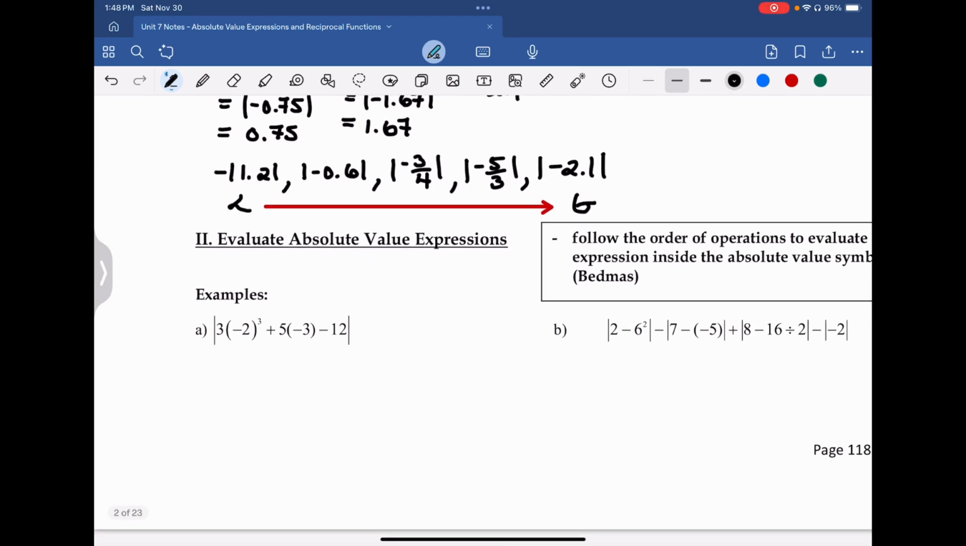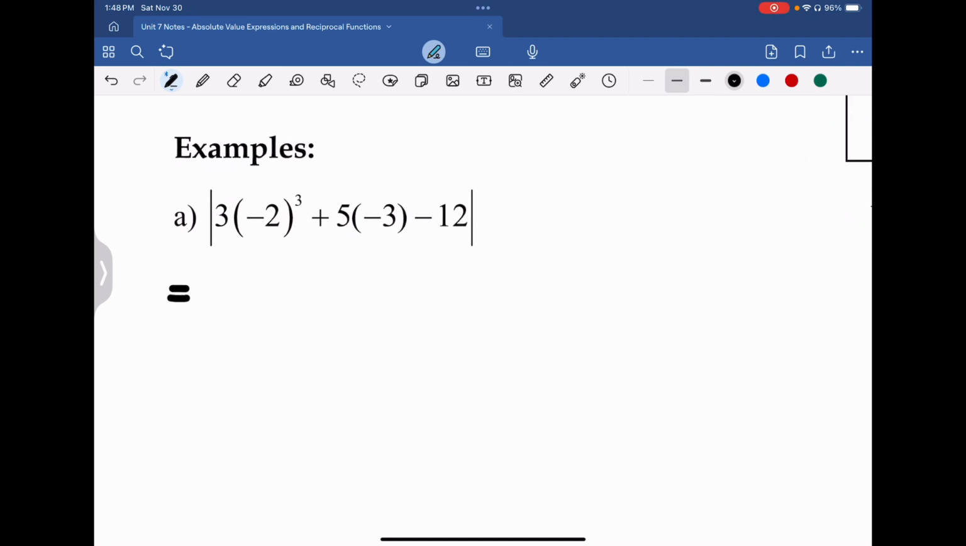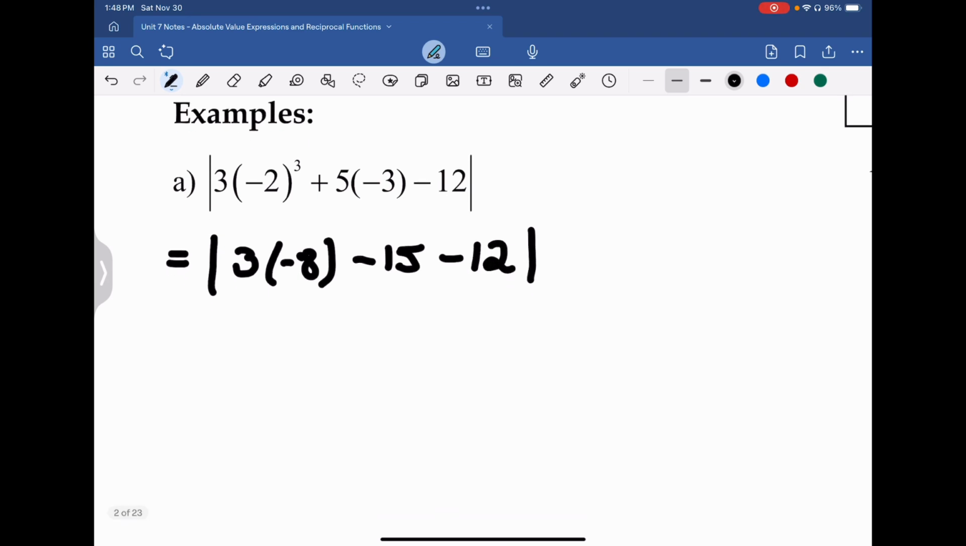Okay, now from here, let's look at evaluating expressions, given certain combinations of algebra that are happening within the absolute, and then we can simplify it to a final answer. Again, we're going to follow all the standard order of operations and then take the absolute values of these things. You can almost think about it as these absolute value bars being considered brackets. So we want to do everything within the brackets. In this case, I'm going to simplify all the terms and keep the absolutes here. Absolute of 3 times negative 2 cubed is negative 8. And then this is going to be minus 15 because 5 times negative 3 minus 12, absolute value.